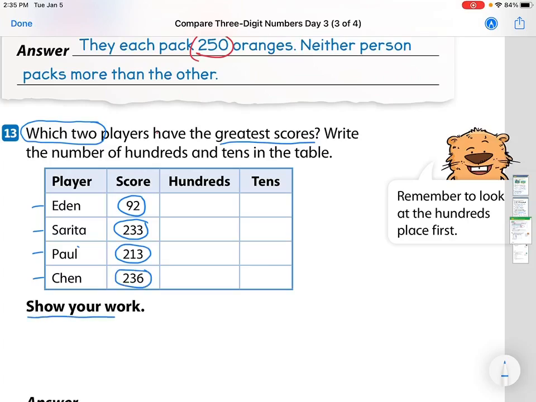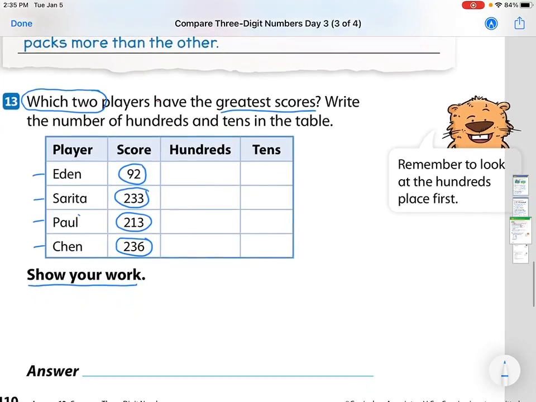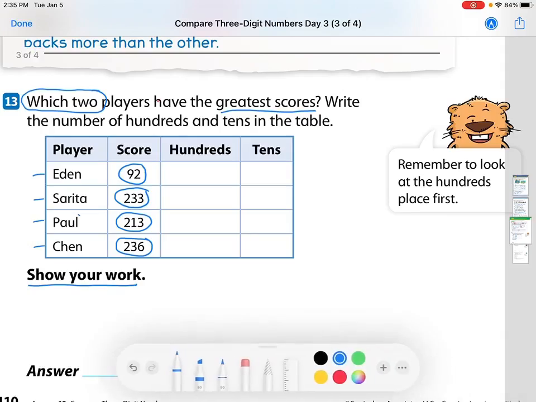So the first thing you're going to do to show your work is fill out the chart, the hundreds and tens, for each of those 4 numbers. Then you have to pick the 2 that have the greatest scores. So I'm going to have you pause the video and write in the chart, and then I want you to write down on the answer below who were the two students that had the greatest scores. All right, pause the video and do your writing.